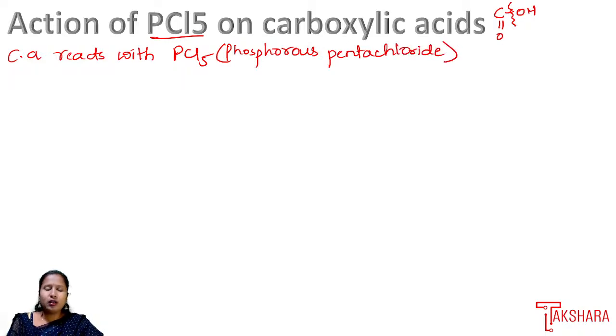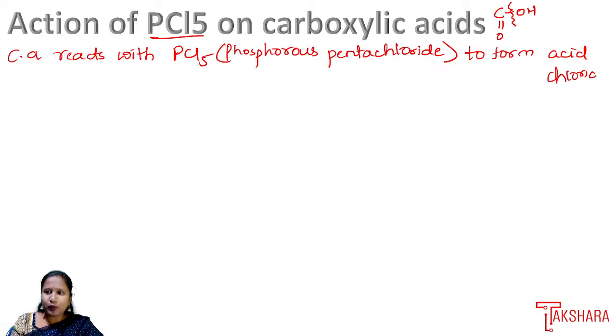Phosphorus pentachloride. The corresponding acid chlorides are formed. Again here also acid chlorides are going to form as products. So carboxylic acids react with PCl5 to form acid chlorides. Now let us take an example, that is the reactant molecule.